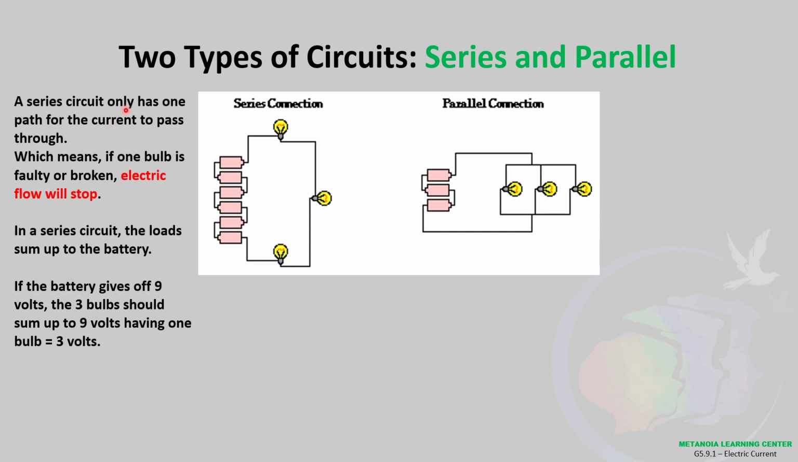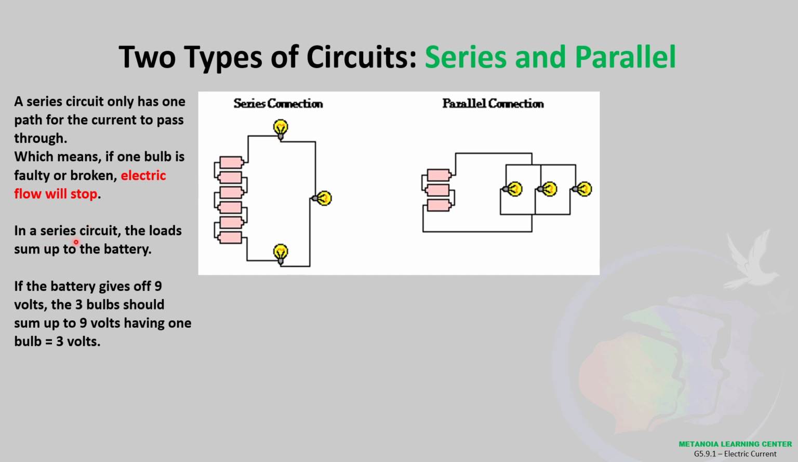a series circuit only has one path for the current to pass through, which means if one bulb is faulty or broken, electric flow will stop. So, kunwari, if you're going to remove this bulb, these two other bulbs will not work anymore. It will no longer work. Hindi na mag-on yan kasi the flow is not continuous anymore. Okay? Unlike here, if masisira din yan, same point. No connection between the two wires na, so hindi na siya iilaw.